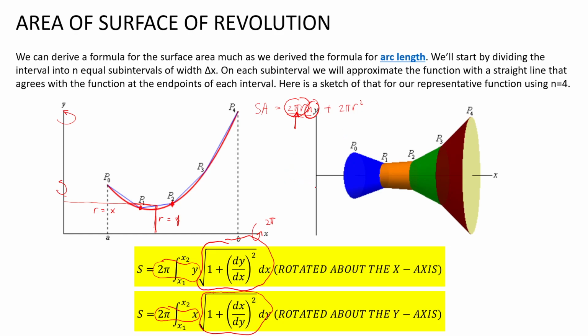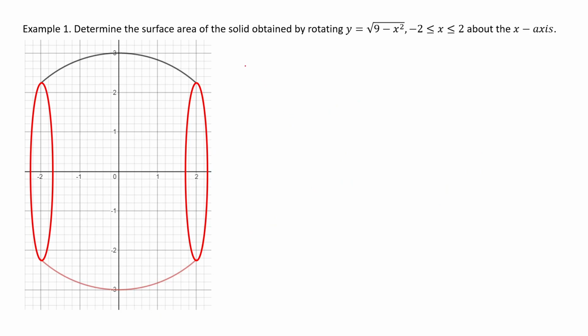So let's try solving some problems para atong ma-appreciate. So let's say you have this equation. This one is an equation of a circle. So circle siya, but dili siya full circle, di ba? Because it's just being restricted to -2 going towards 2. And then we are rotating this one about the x-axis. So rotating about the x-axis.